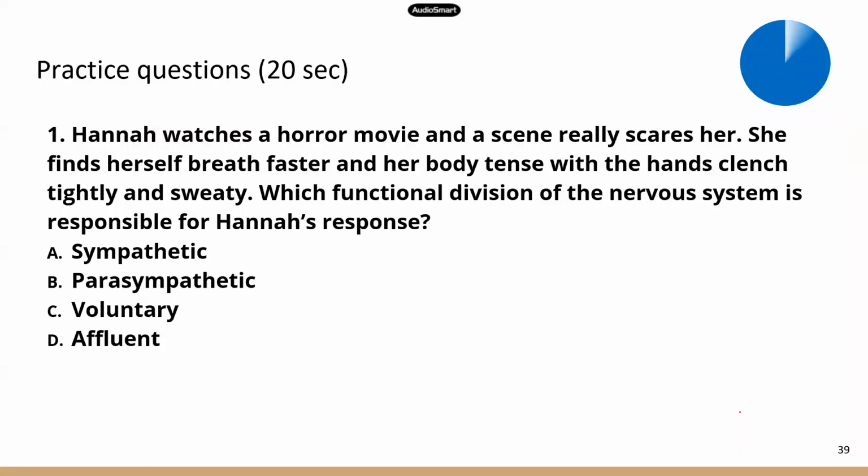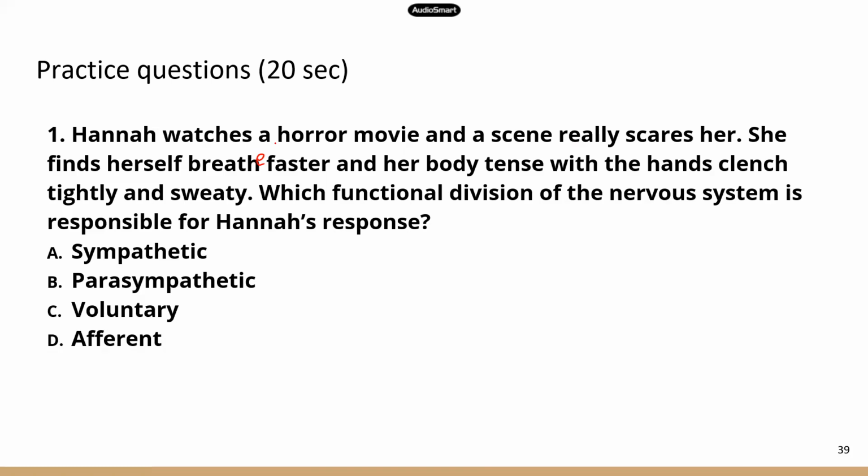All right, so here's a practice question. Okay, Hannah watches a horror movie and a scene really scares her. She finds herself breathing faster and her body really tense. The hands are clenching tightly and are very sweaty. Which functional division of the nervous system is responsible for Hannah's response?